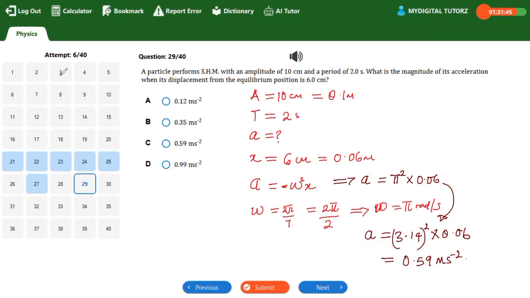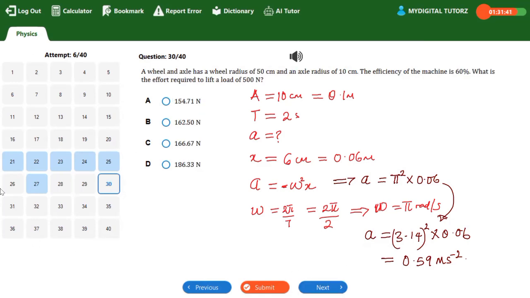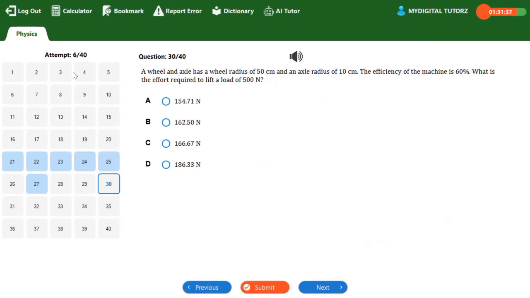And finally, for today's session, we're looking at question 30. Question 30 says that a wheel and axle has a wheel radius of 50 centimeter and axle radius of 10 centimeter. So the efficiency of the machine is 60%. What is the effort required to lift a load of 500 Newton?